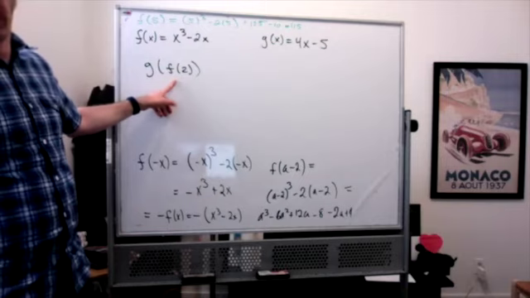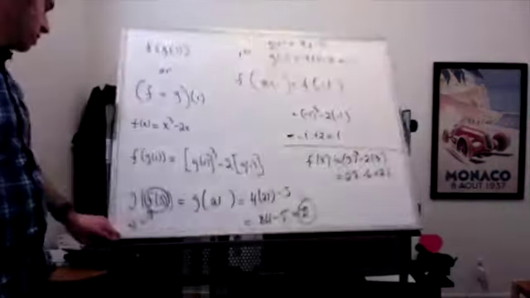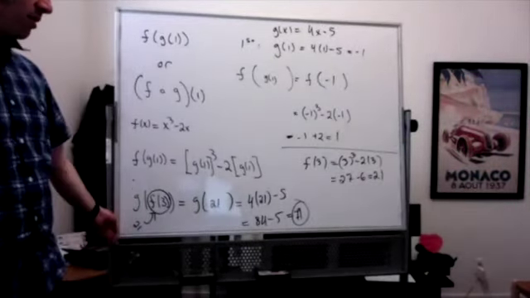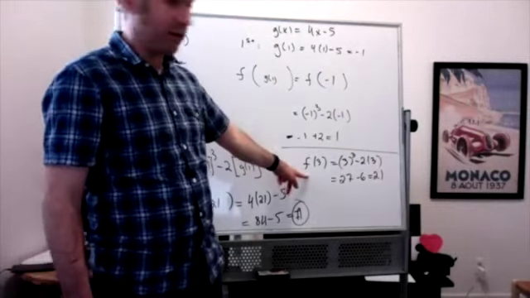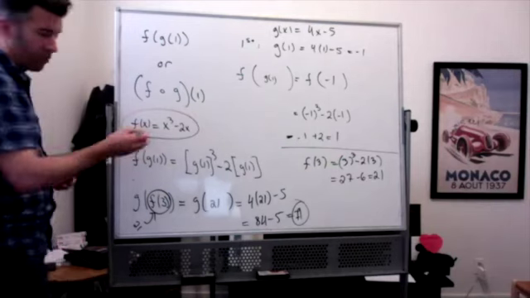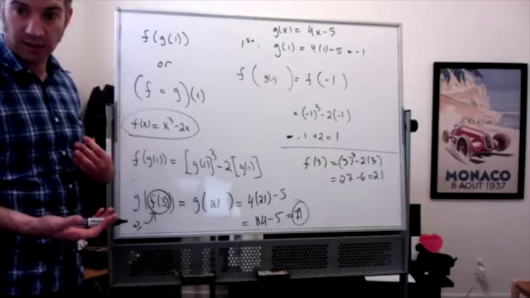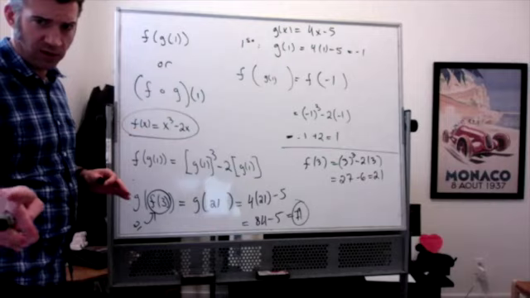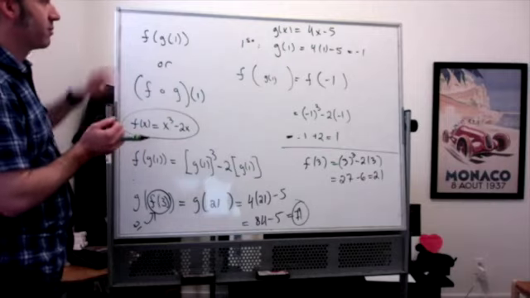Here we're doing g of f of 2. Here we did g of f of 3. But we're getting f of 3 specifically by doing the function f with 3 substituted in for x. Let me know if you have further questions about that.